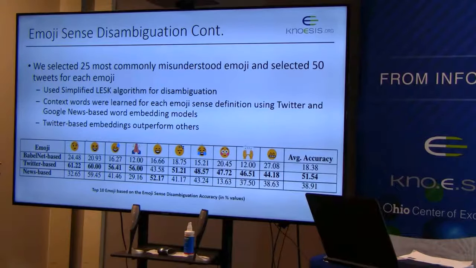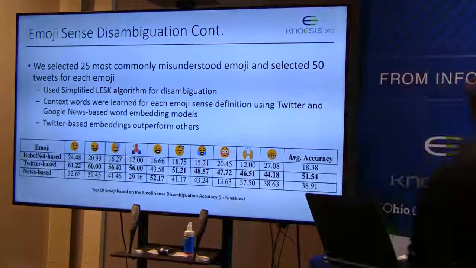Then what we did was we trained a word embedding model, and then we expanded each and every word in this context word vector with the related words learned from the Twitter word embedding model. We did the same using a Google News based word embedding model as well. So here, all the words in the BabelNet sense descriptions are expanded with related words learned from the news based embedding, and here they are expanded with words from the Twitter embedding.